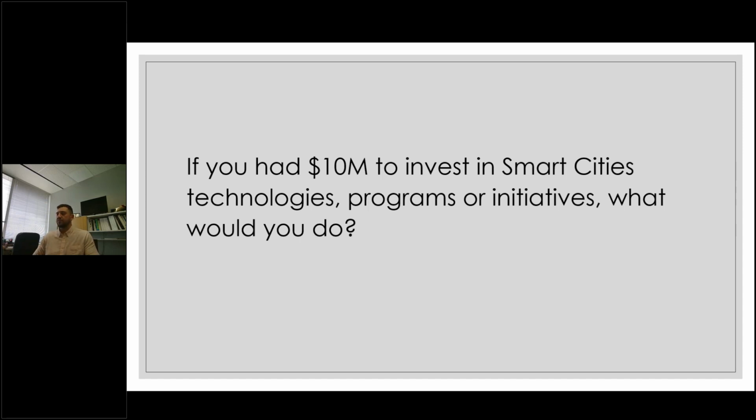This is the prompt that we gave to our ITS committee just for consistency. I'm opening it up to you all without limitations of budget, but if you're approaching it from the perspective of staff, I'd like you to think about the problem in this way. If I gave you a $10 million budget to invest in smart cities technologies, programs, or initiatives, what would you do? And then maybe type up why you would do that as well. That pretty much ends the presentation. So please take a few moments to type into the chat box and I'll answer any questions if I see any.